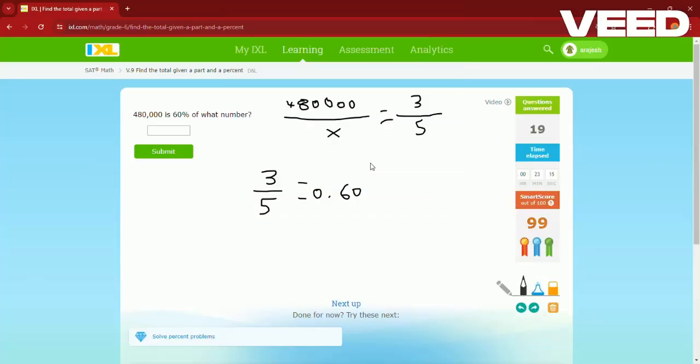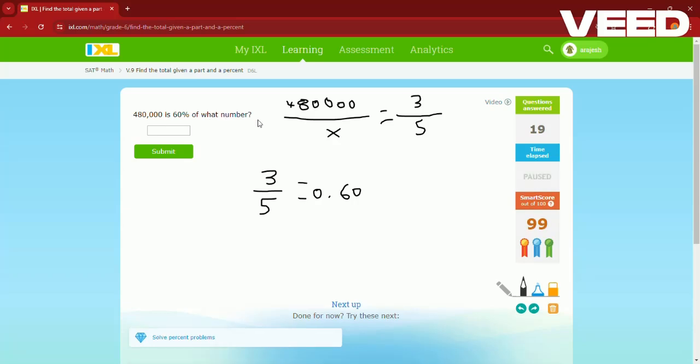Okay guys, this is our third part, so let's get to it. We're asked: 480,000 is 60% of what number? Again, 480,000 is 60% of what number?